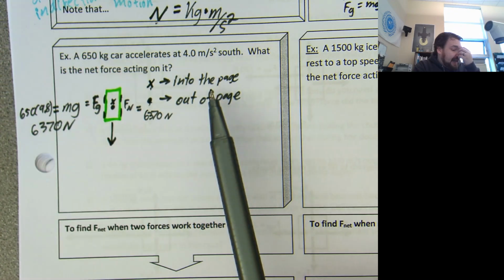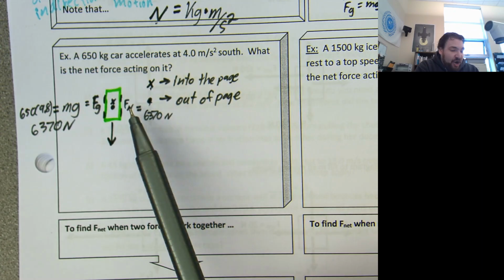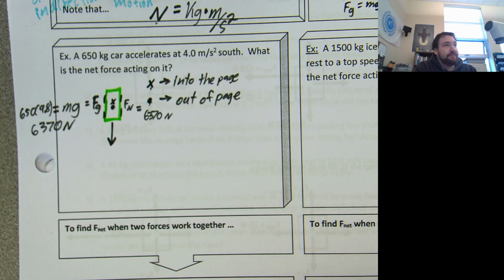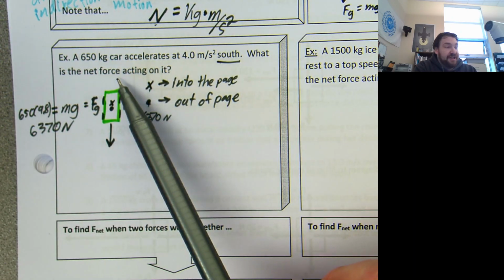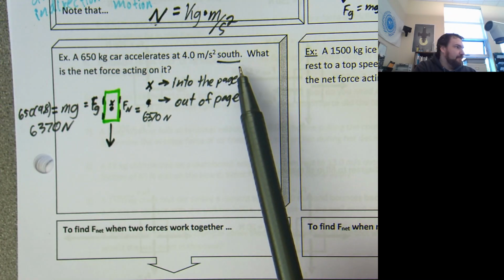The only other thing to add is that we know that there's a net force acting on this car. Which way? Yeah, down the page, or in the question, it's south. We know there's a net force south because there's an acceleration south.